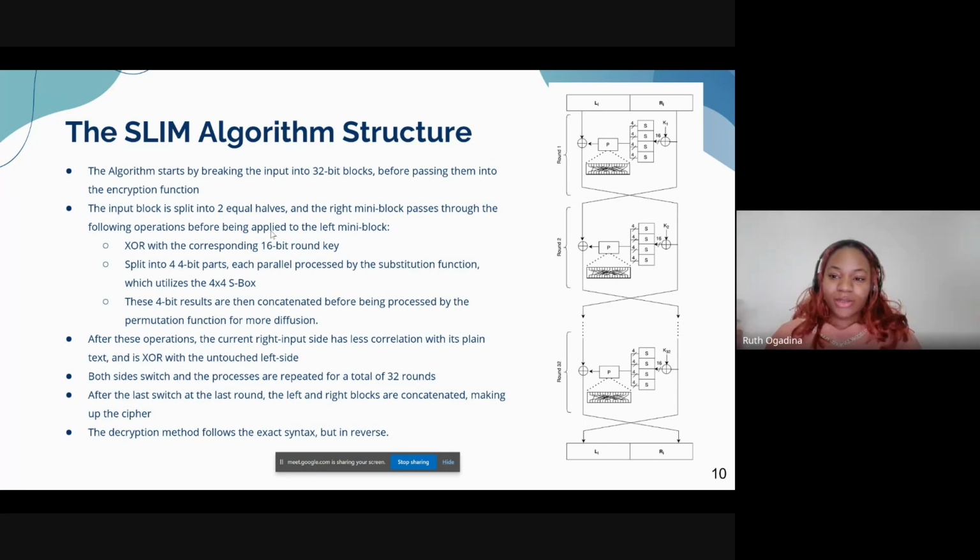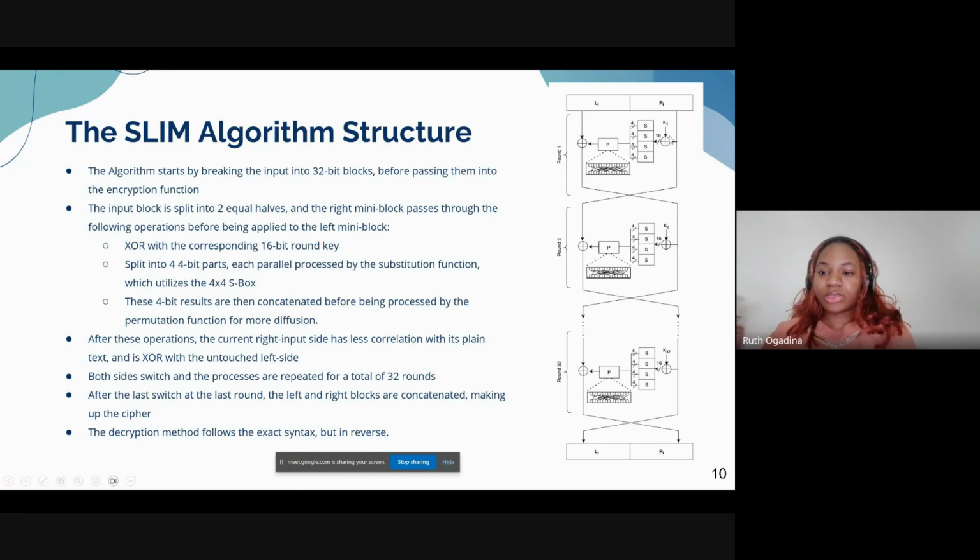Okay, so the algorithm starts by being a symmetric algorithm, which means that it makes use of the same key in encryption and decrypting, and each block size is 32 bits. So no matter how large a file is, it has to be broken down into 32 bits before being passed into the algorithm. And as you can see here, I already explained that the input is 32 bits.